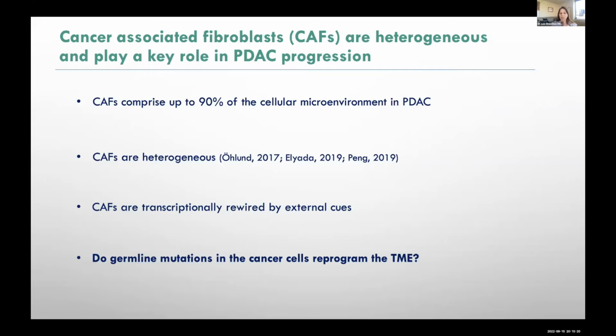They are now known to be heterogeneous, and this is very important because if we want to target these cells that are known to support the disease in all of the stages, we want to know which CAF subtypes we have, what are the functions, and which functions we should inhibit.